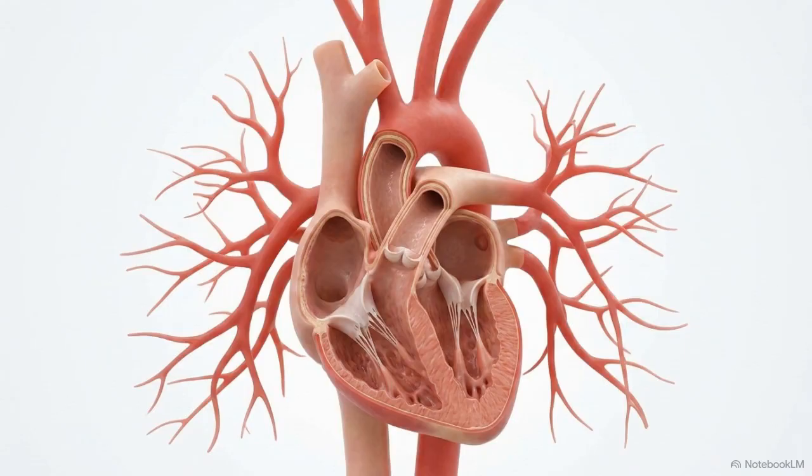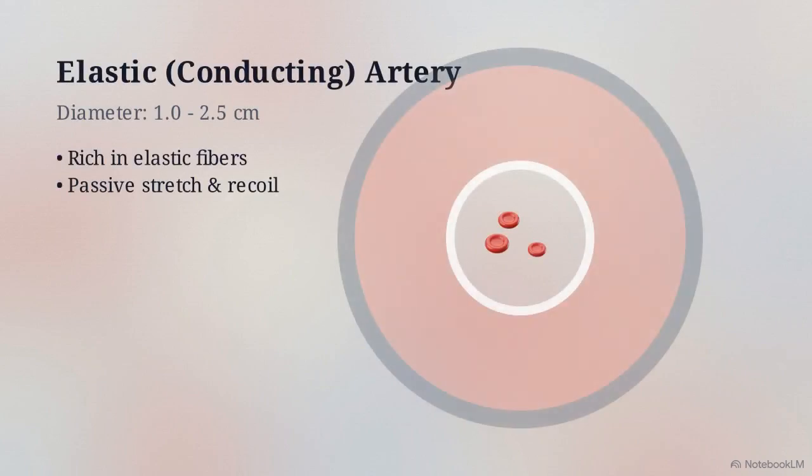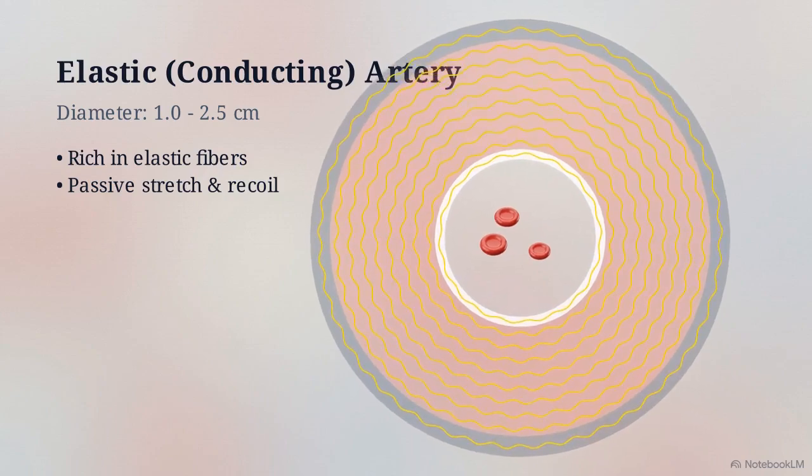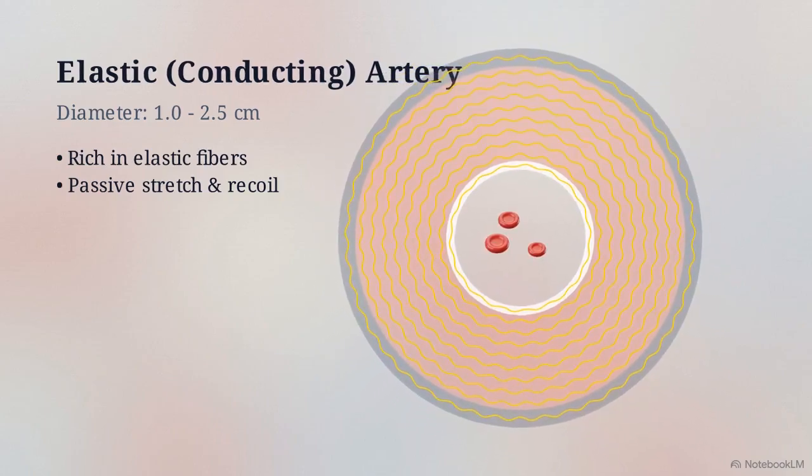Arteries are defined by their direction of flow, away from the heart. As they branch, their structural composition shifts to manage the changing pressure. The first category includes elastic or conducting arteries. These are the largest vessels, like the aorta, ranging from 1 to 2.5 centimeters in diameter. They contain a large proportion of elastic fibers distributed throughout all three tunics.